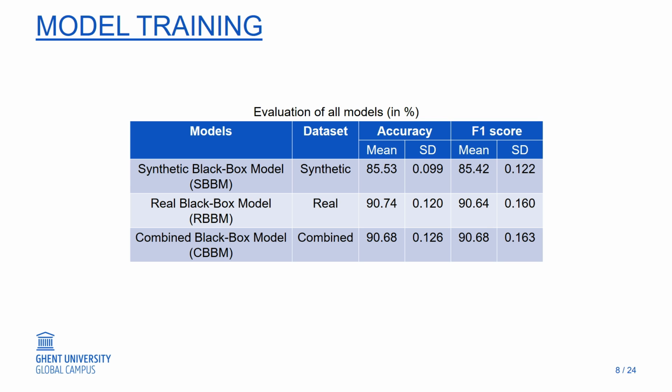Here we can see that CBBM has similar prediction effectiveness as RBBM. And as CBBM would have learned features from both the real and synthetic datasets, we can say that the features of SBBM may be overlapping with those of RBBM. This is because if SBBM and RBBM learn from completely different features, then the effectiveness of CBBM would also have to be very different from the two.